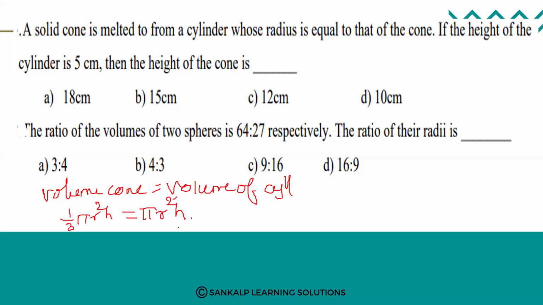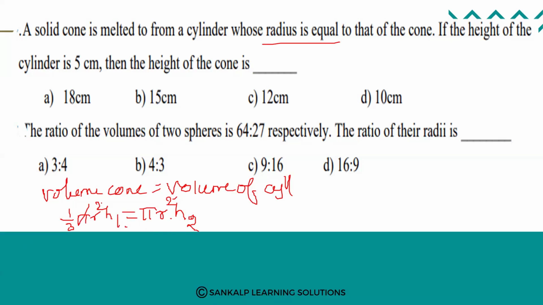Okay. Now, here what they have given is a cylinder whose radius is equal to that of the cone. Both the radii are the same. If the height of the cylinder is 5 centimeter, then find the height of the cone. That means for the height of the cone we will take h1, and the height of the cylinder as h2.